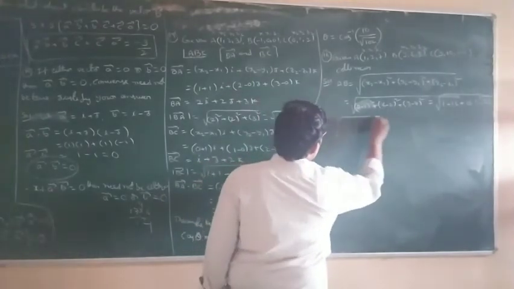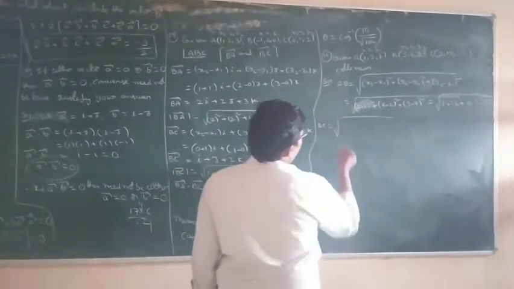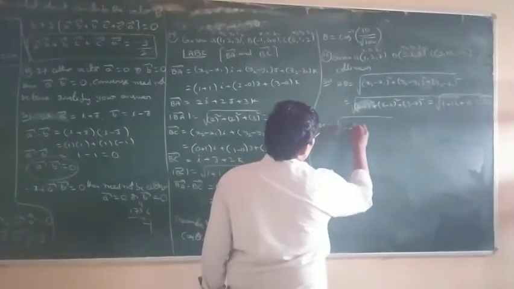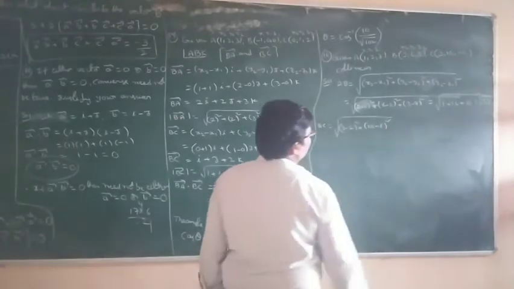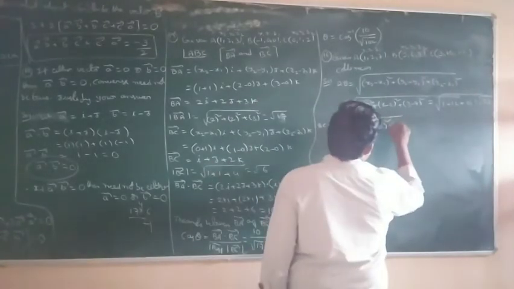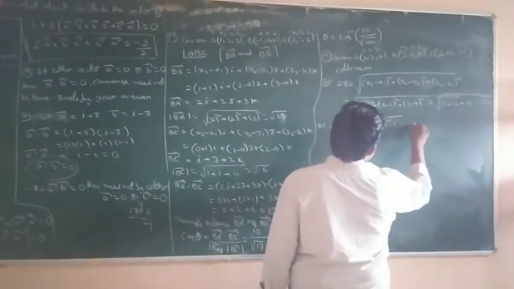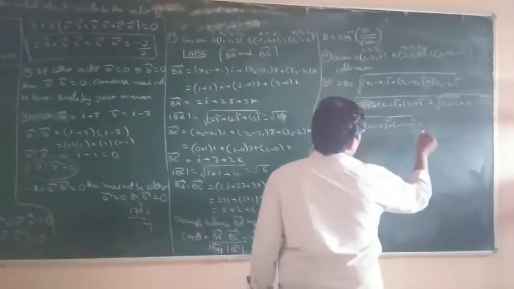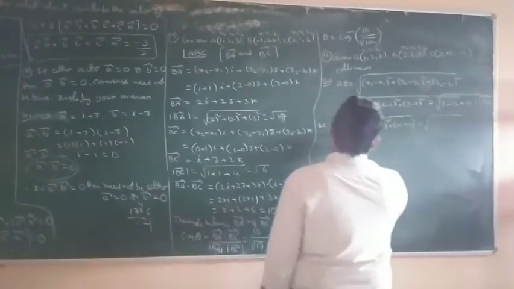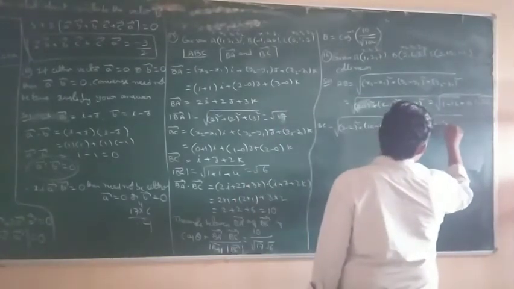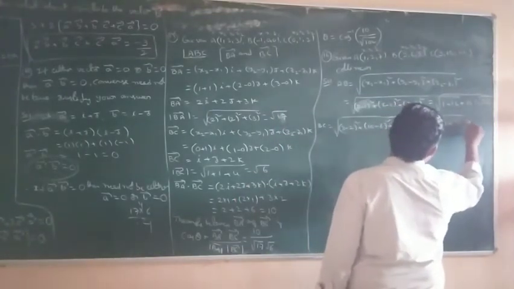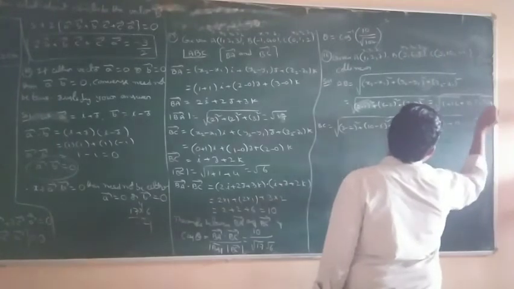BC is equal to, same formula: 3 minus 2 whole square plus 10 minus 6 whole square plus minus 1 minus 3 whole square. So that is root of 3 minus 2 whole square, 1 squared is 1, plus 16 plus 16, that is equal to root 33.